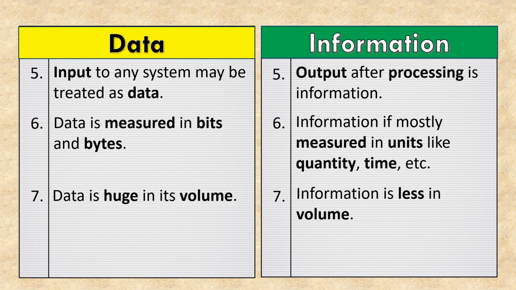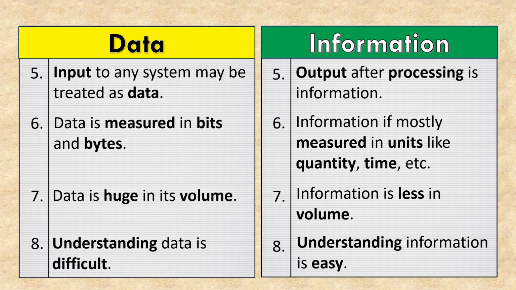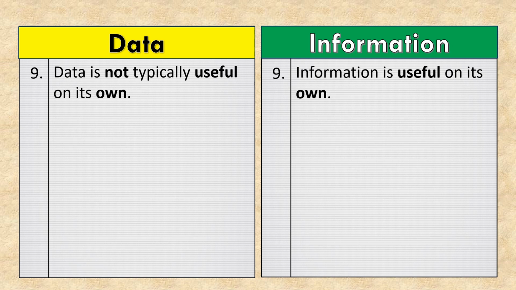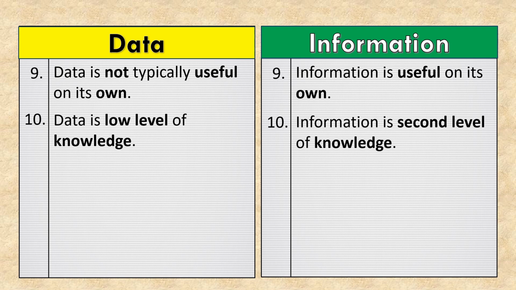Data is huge in its volume. Information is less in volume. Understanding data is difficult. Understanding information is easy. Data is not typically useful on its own. Information is useful on its own. Data is a low level of knowledge. Information is the second level of knowledge.